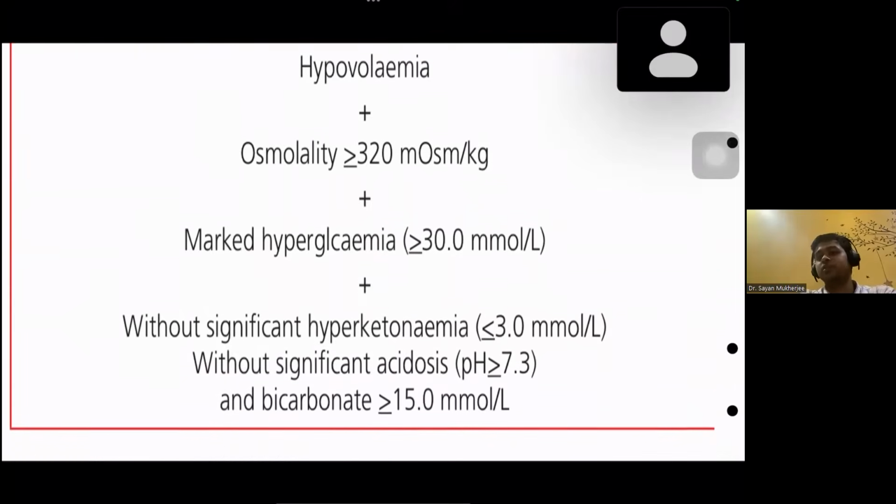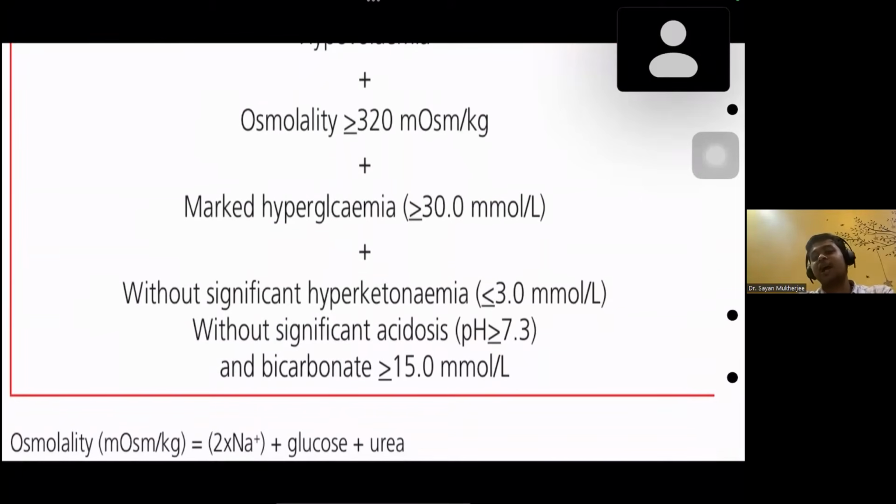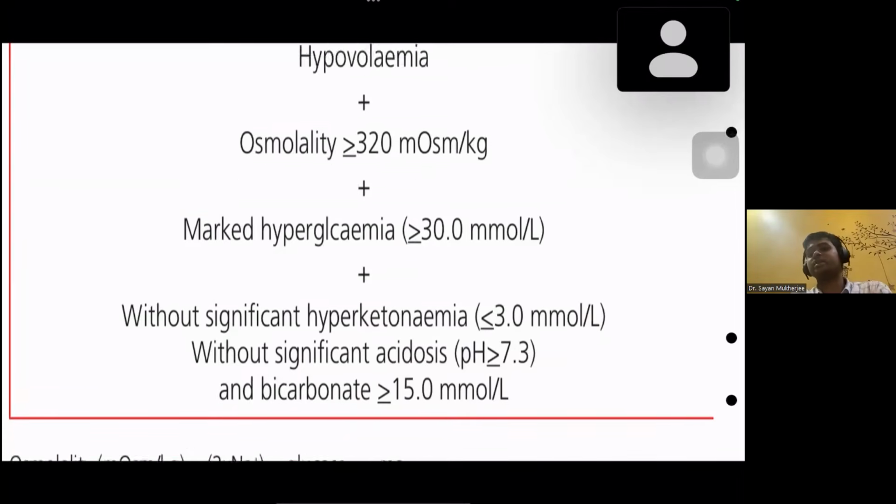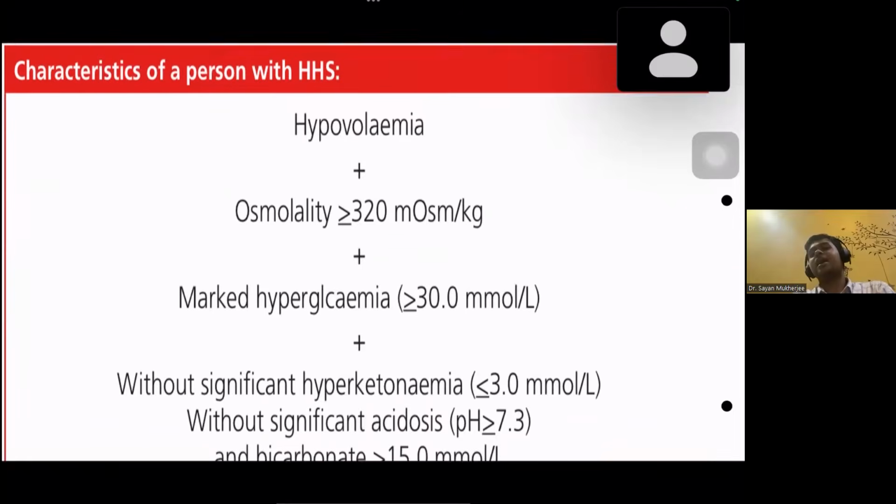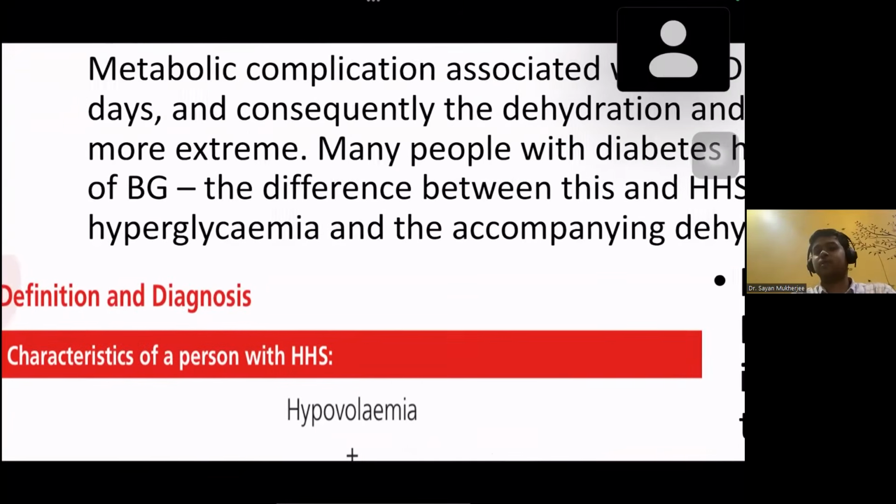It's more than 320 usually. And there's a marked hyperglycemia. And there is no ketonemia. That's very important. In DKA, ketones are a central theme. We are always trying to reduce the ketones, and ketones are a major part of the management plan. But here, there is no significant hyperketonemia. So it's just hyperosmolarity and hypovolemia with hyperglycemia.